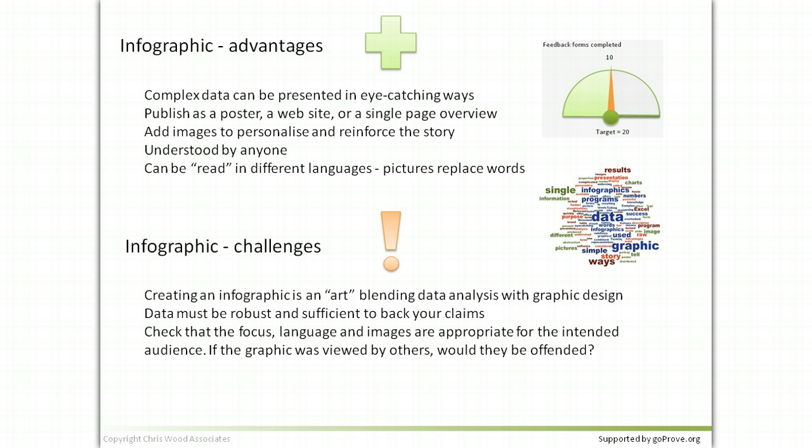Creating an infographic, though, is an art. It requires blending the skills of data analysis with those of graphic design. Your data must be robust and sufficient to back up your claims. You need to check that the focus, language, and the images you use are appropriate for the intended audience. If the graphic was viewed by others, would they be offended by it?